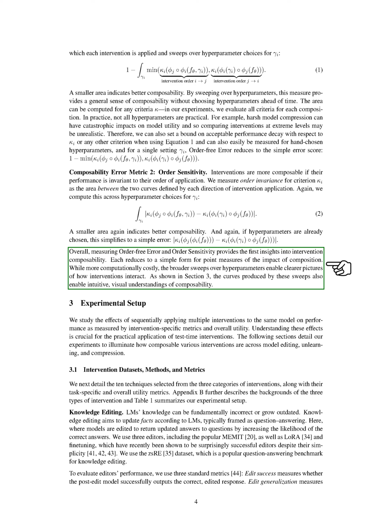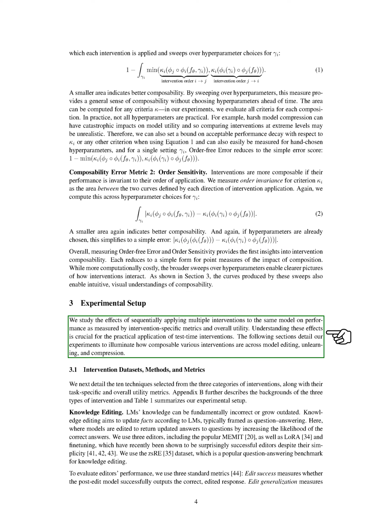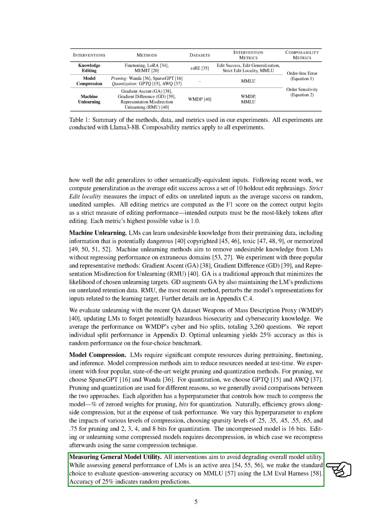By exploring these metrics across various hyperparameters, we gain a better understanding of how interventions interact. This broader analysis helps in visualizing and comprehending the composability of interventions. Our experimental setup focuses on studying the impact of applying multiple interventions sequentially on a model's performance. This understanding is crucial for practical applications of interventions during testing. We will now detail the 10 techniques selected from 3 intervention categories: model editing, unlearning, and compression, along with their respective metrics.